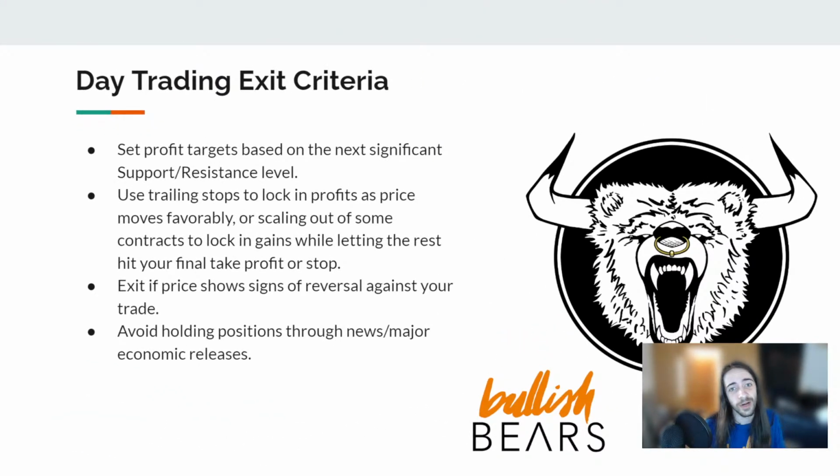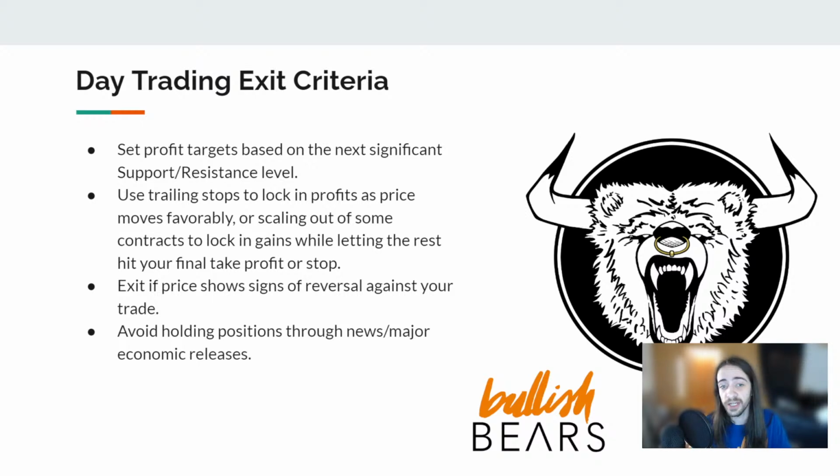Day trading exit criteria: set profit targets based on the next significant support and resistance level, right? When we're day trading, prior to getting in that trade, we want to know where we're stopping out and where we're taking profit. Day trading varies from scalping in the sense that we want to make our trading plan before the market opens and before price gets to our levels, so we're aware of how much we're going to potentially lose if the market doesn't do what we're expecting it to do, or how much we're going to gain when the market does what we're expecting.